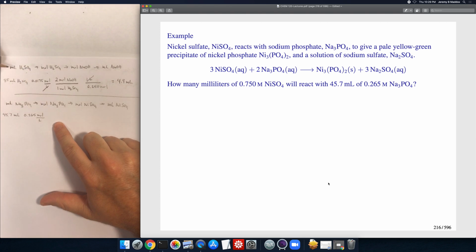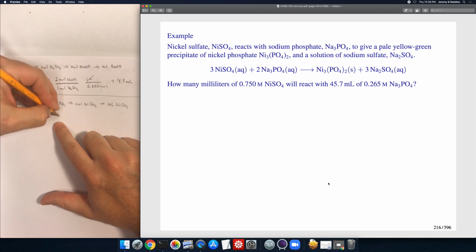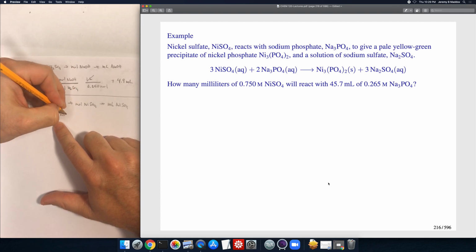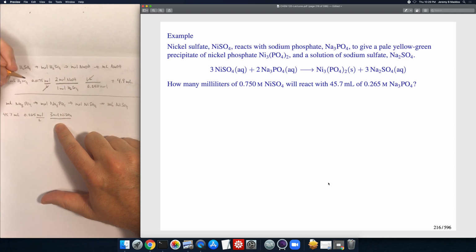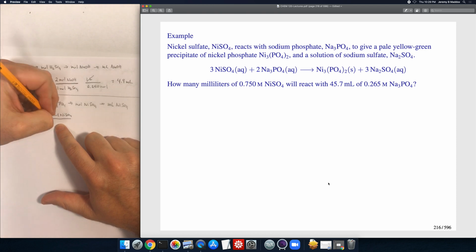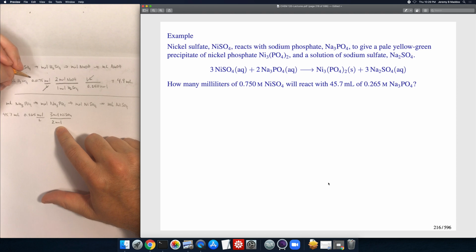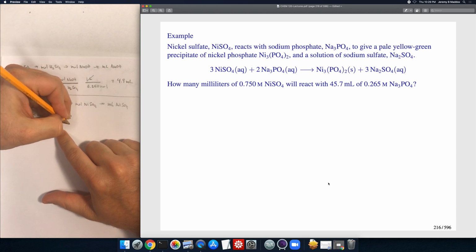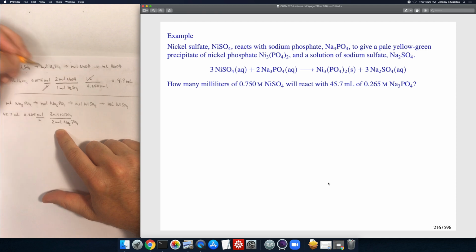Then we'll use the stoichiometric coefficients. So we want the nickel 2 sulfate on top, and so that's 3 moles from the reaction. And then in the bottom, it's 2 moles of the sodium phosphate. Double check that. Yes, that's what we want.